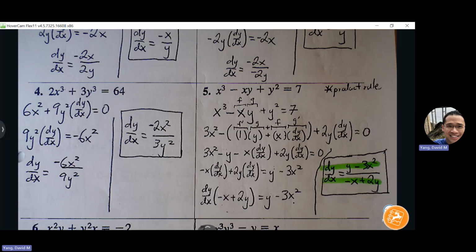So within product rule, there are some parts where the derivative is not required. So that's why we just copy down exactly what we see from the f and g portion of our product rule. Okay, questions?